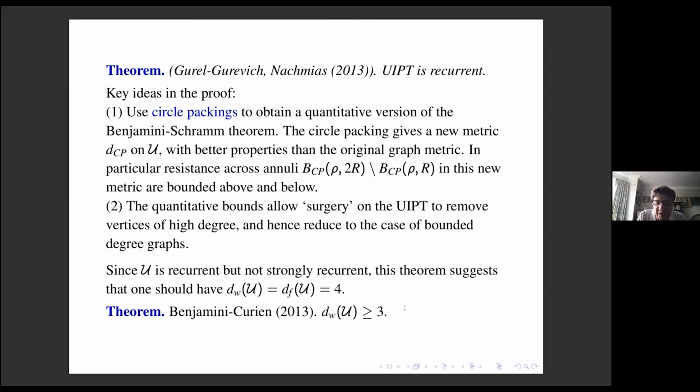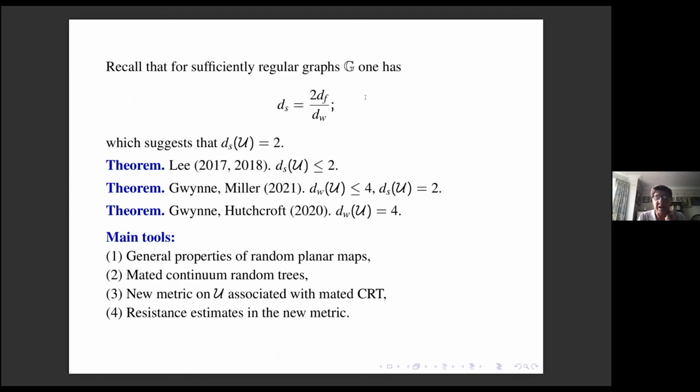Benjamini and Kumagai in 2003 showed the walk dimension is bigger than or equal to 3. Let's just recall the relation that holds for sufficiently regular graphs, that the spectral dimension is 2d_f over d_w, which suggests that the spectral dimension of U should be 2. Then we have a succession of theorems in the last few years by Lee, Gwynn, Miller, and Hutchcroft, which show that indeed one has that d_s for the UIPT is 2 and d_w of U is 4.